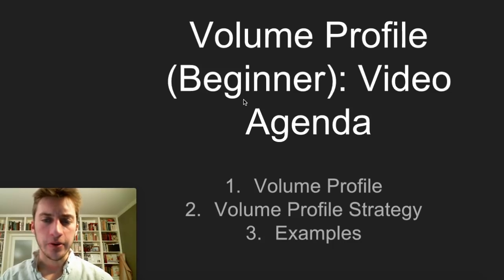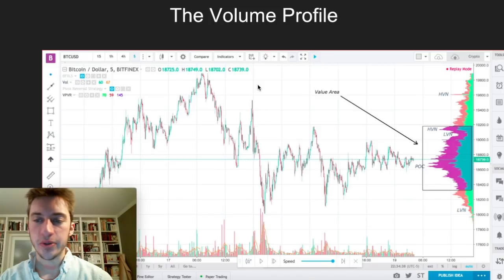Okay, let's talk about a beginner's guide to the volume profile. So the first thing I'm going to do is hit you guys with a chart. So we have just a regular chart here, Bitcoin on the 5 minute, but here we have this weird colored thing that you probably don't understand right now. And that is completely fine and completely normal. This is known as the volume profile right here, also known as volume by price.